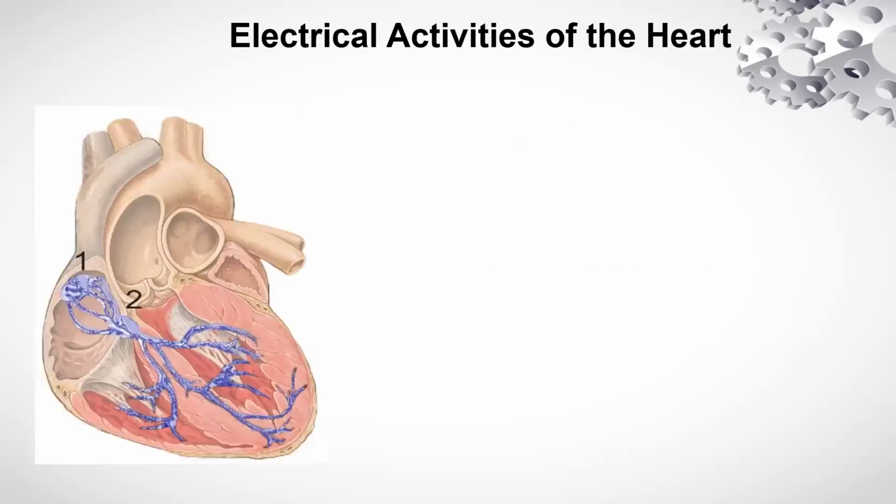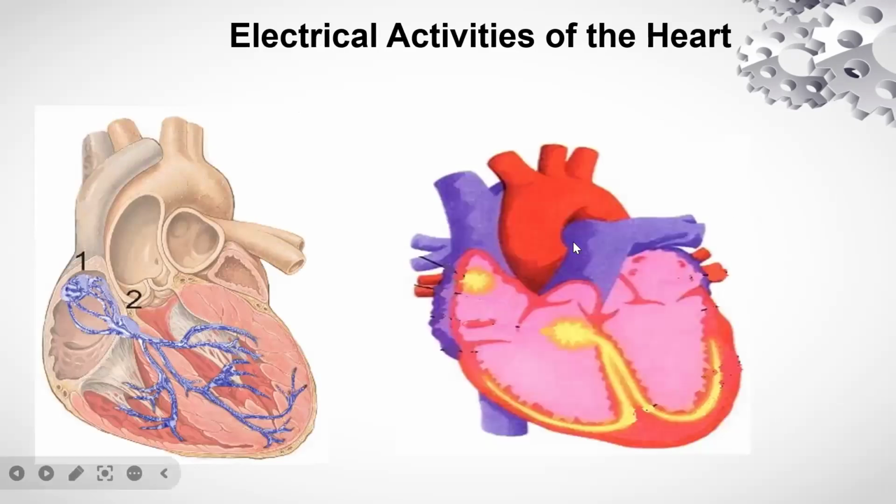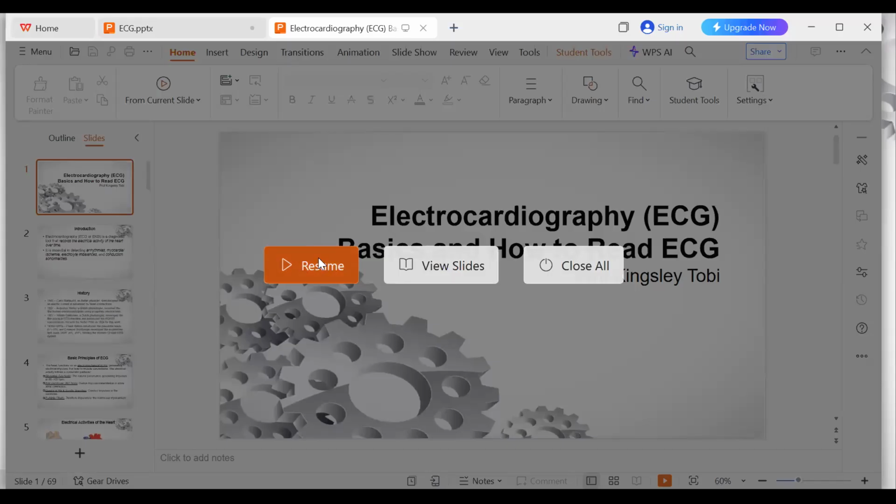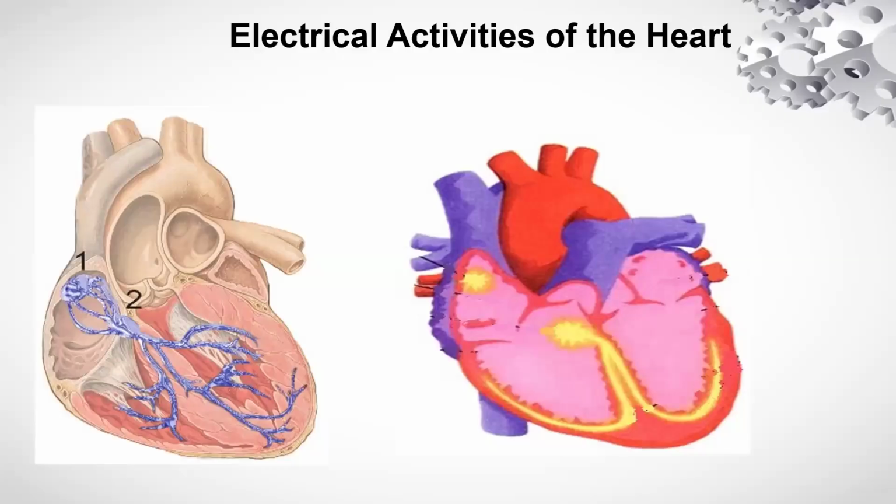All right, so this is the heart, and as we can see, the SA node, just at the junction. What's happening? I hope nobody is tampering with our slide today. Oh, God have mercy. Okay. All right, the SA node here at the junction of the superior. What's happening? Is somebody tampering with my slide? Okay.